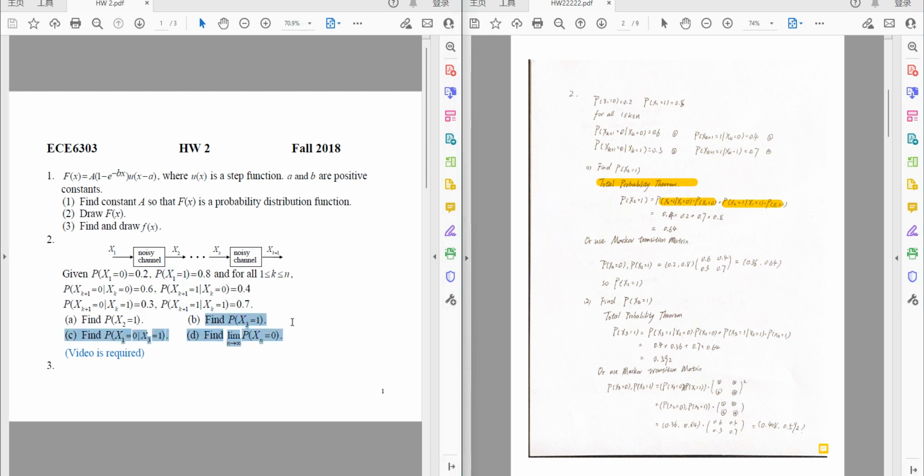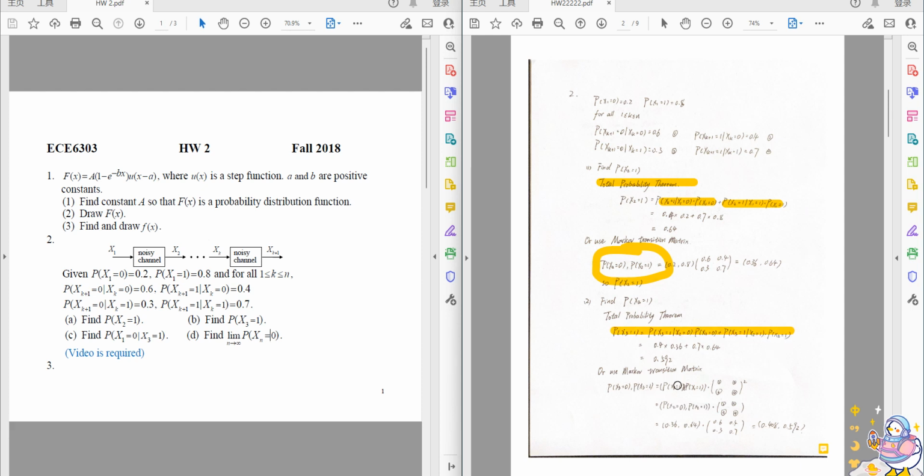So for the second question, it is actually the same as the first question, to find the probability of x3 equal to 1. This time, we just use the answer, the probability of x2, as a base of the probability of x3, and the total probability theorem has become this, and the Markov transition matrix has become this. So we can get the probability of x3 equal to 1 as 0.592.